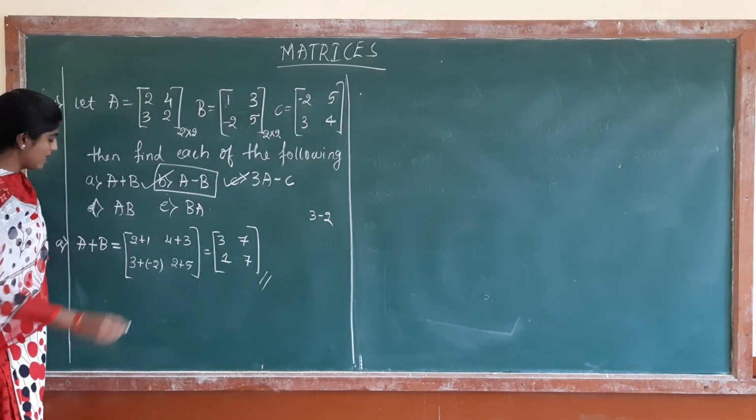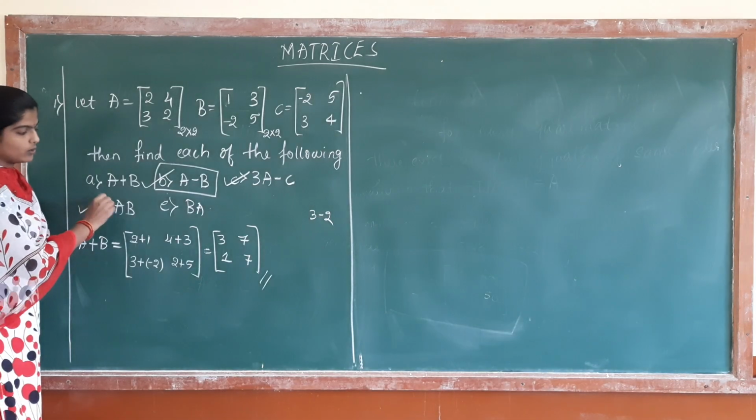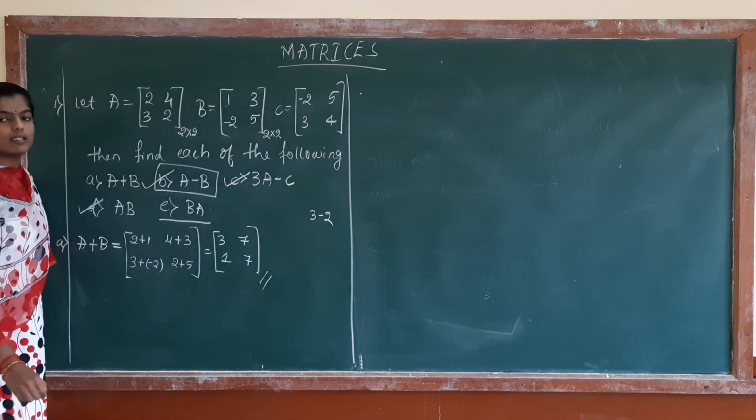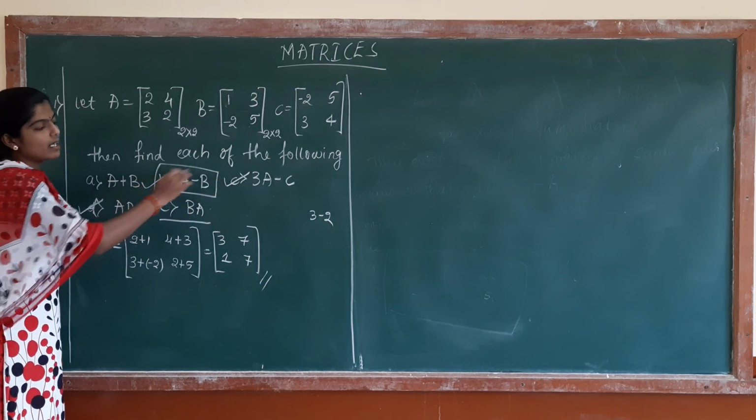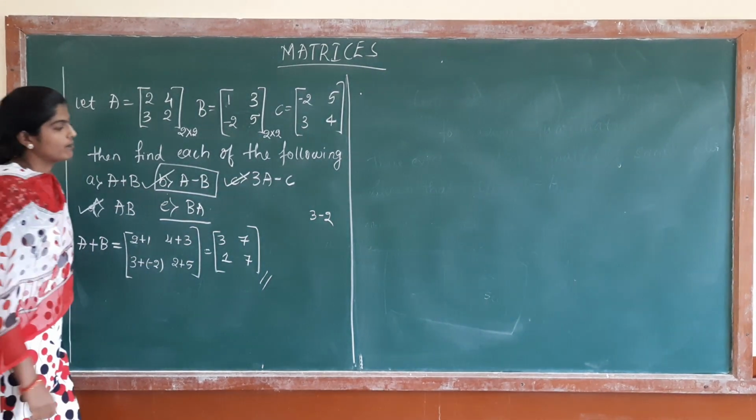3A minus C and AB. So I will do the last one, BA. You have to try these three problems.